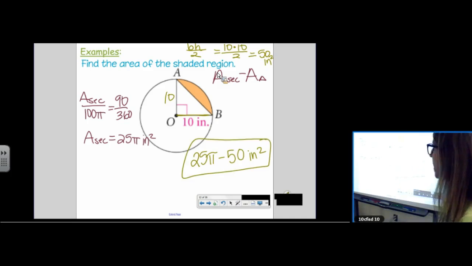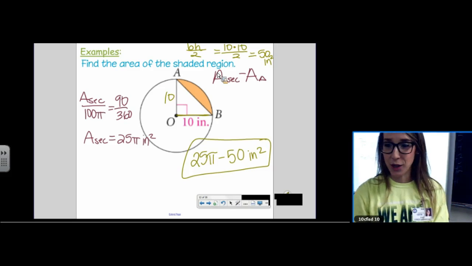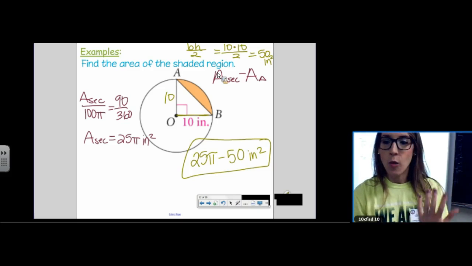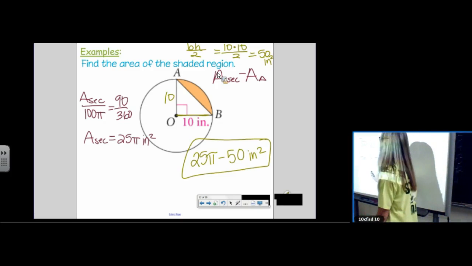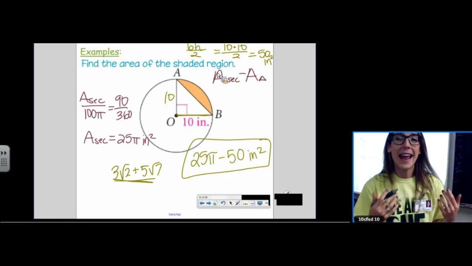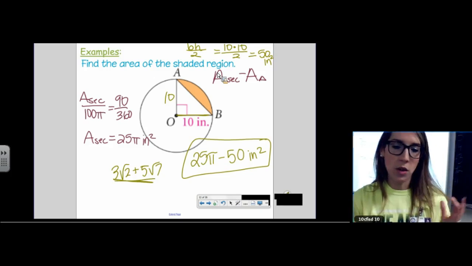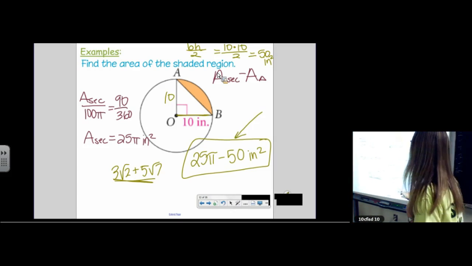And that is my final answer. 25 pi minus 50. These are not like terms. One is in terms of pi, one is not in terms of pi, so we keep it just like that. Just like in the radical unit, we might have done 3 root 2 plus 5 root 7. That would have been our answer if we were finding the perimeter. We don't combine them. Likewise, you do not combine these.